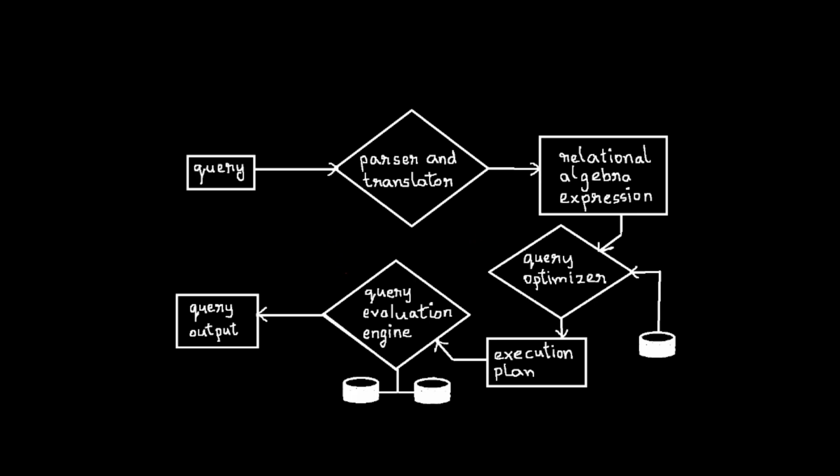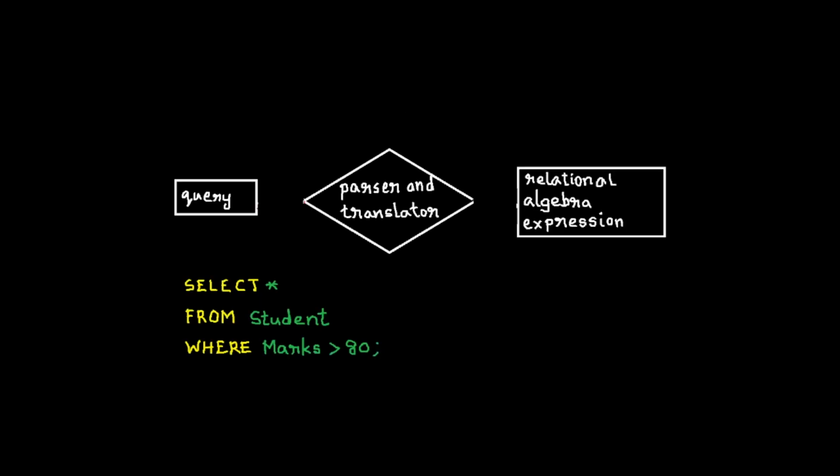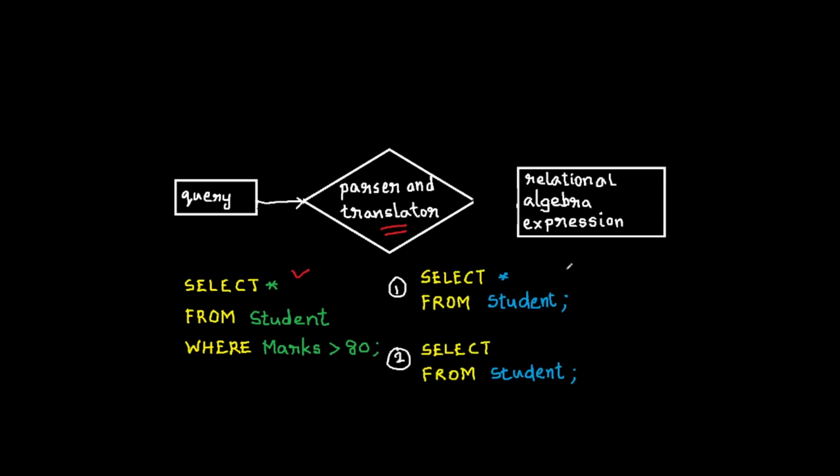Now let's understand how these components work using the diagram. Suppose we give the DBMS an SQL query. The first component that processes the request is the parser and translator. Its first job is to check whether the SQL query is syntactically correct. For example, if we write a select statement incorrectly, the parser can identify the syntax error.